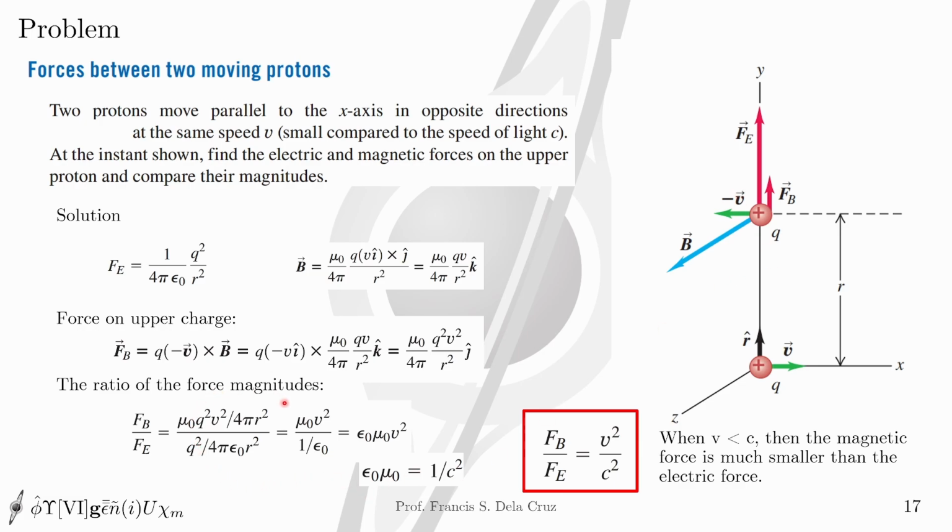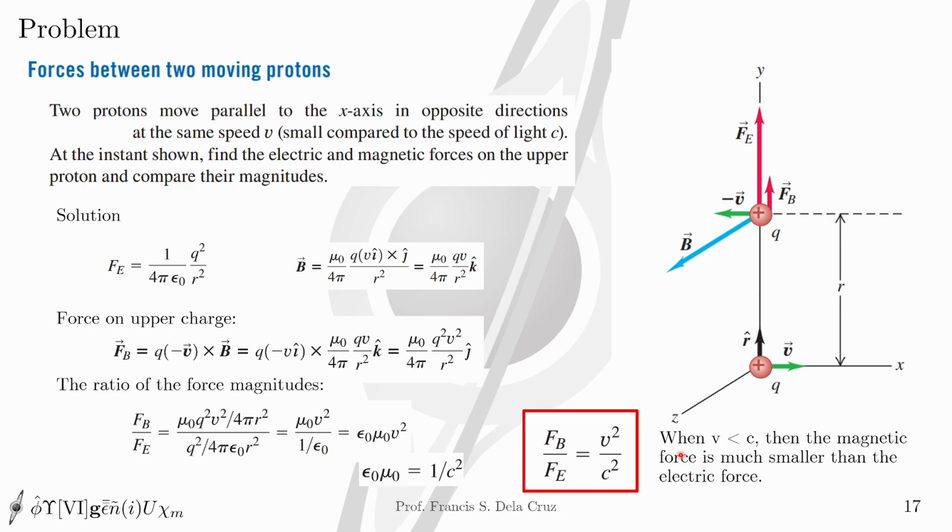So the ratio of the force magnitudes is this, okay? FB over FE. By simplifying the equation, it will give us epsilon naught mu naught v squared. So what does this equation mean? Take note that epsilon naught mu naught is equivalent to 1 over c squared, where c is the speed of light. So the speed of light is 1 over square root of mu naught epsilon naught. So the ratio of the force magnitudes FB and FE would be v squared over c squared.